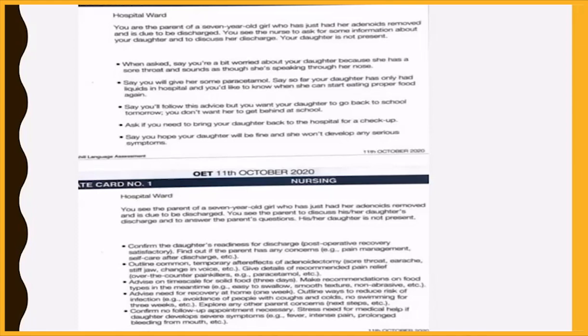Okay, well, I shall recommend some food that you can give her during the meantime, or you can say, I shall recommend some food which you can give her now. You can give her food that is easy to swallow. Please build that into a sentence. You can give her food that is easy to swallow, something that has a smooth texture, and which is non-abrasive. Non-abrasive meaning something that does not require much grinding and chewing and a lot of strain, okay?